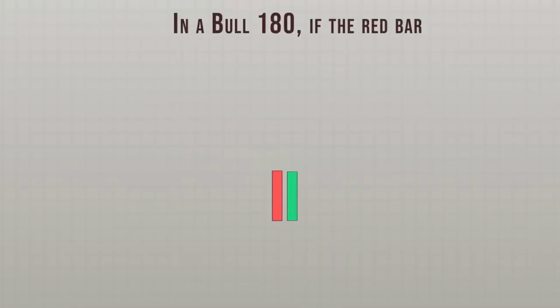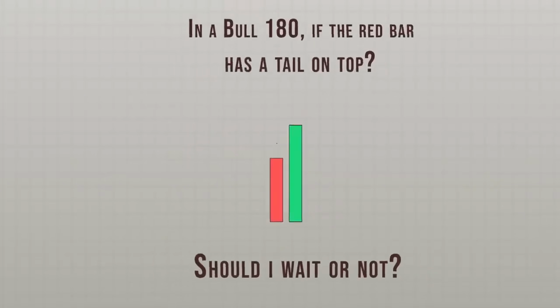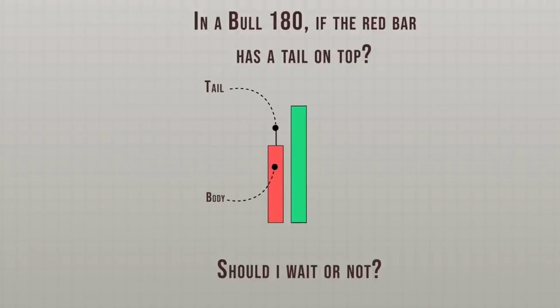There's always a little bit of confusion as to whether or not you wait for a tail. Let's say there's a little tail up here on the red bar. Do you wait for the tail or do you do the body?